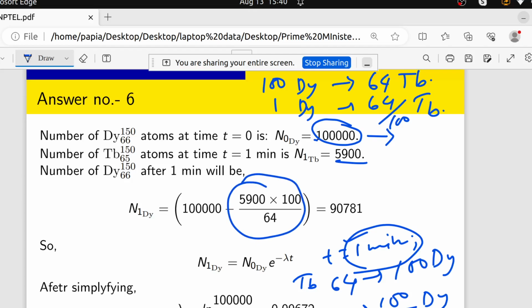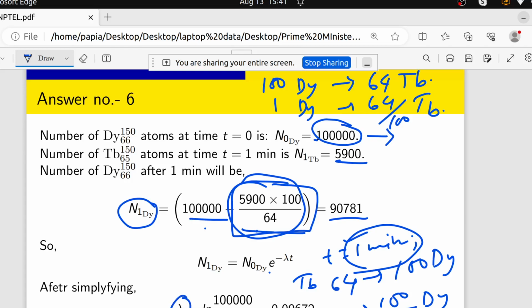The left number of Dy at 1 minute will be 1 lakh minus this one, because this number has already transformed into Tb, right? So the remaining number is 1 lakh minus this one, which is nothing but 90871. So this is the Dy number of elements at t equals 1 minute. If I write here, N1 Dy equals N0 Dy e to the power minus lambda t, and after simplifying we can have the value of lambda.